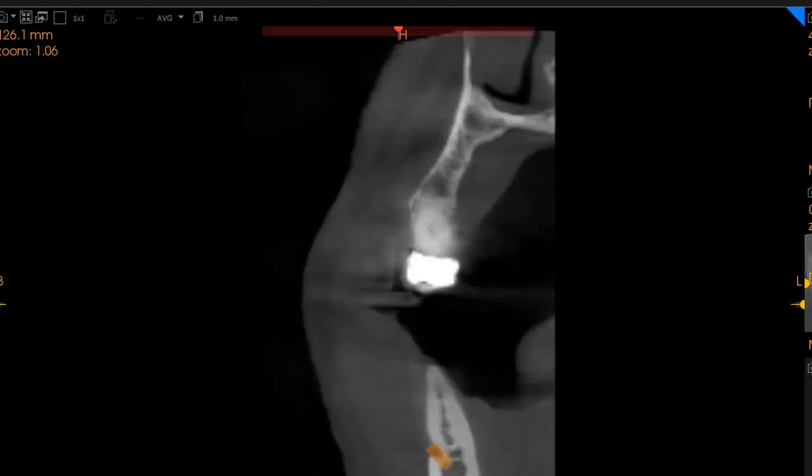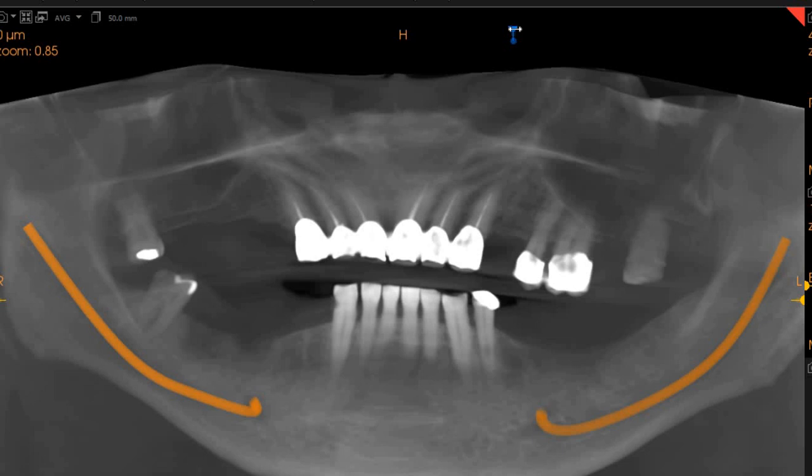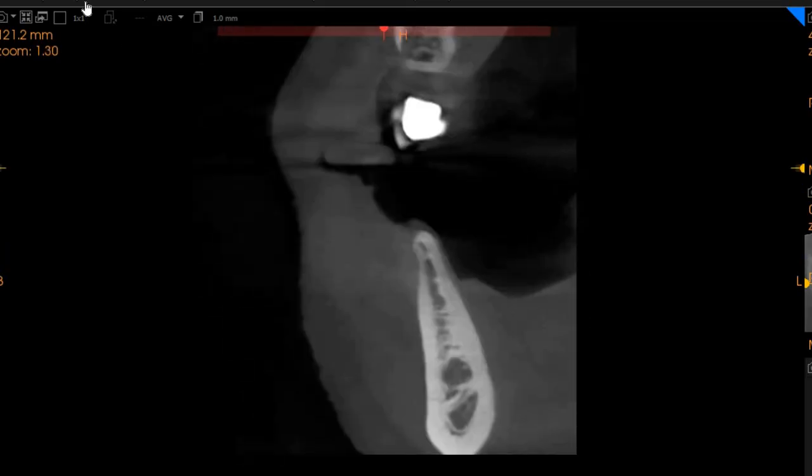Moving to the lower left 5 region, there we go. So here again we've got extremely thin ridge. Implant placement does not seem to be possible. We've got a ridge width of just 3 millimeters.